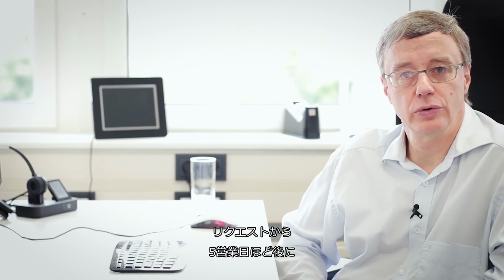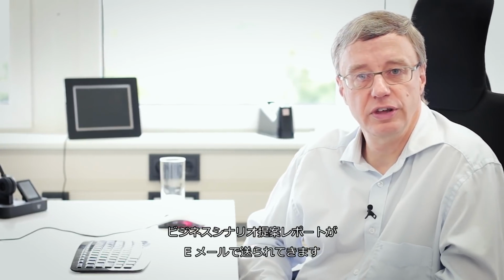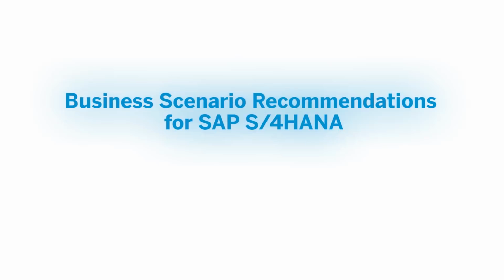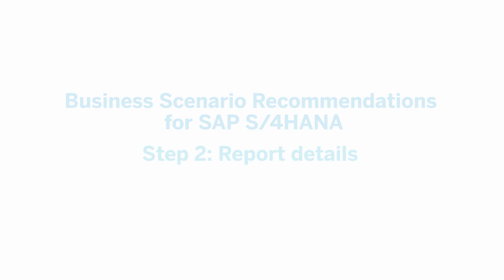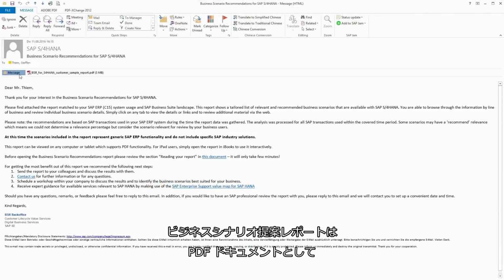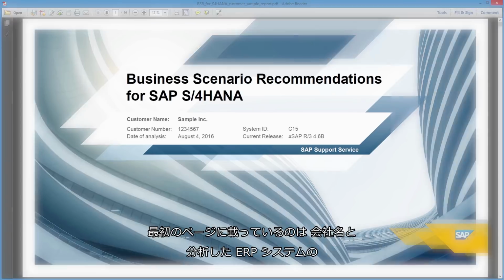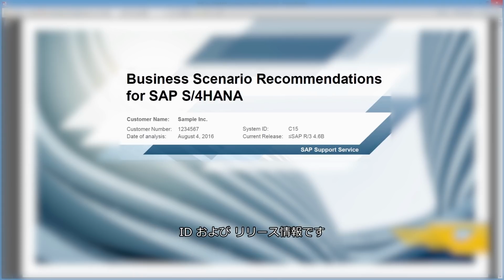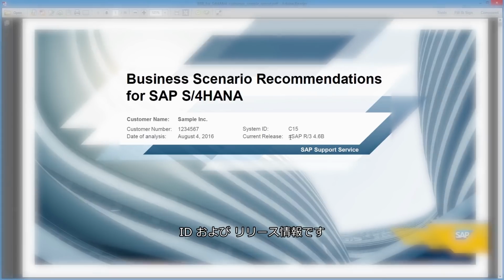About 5 business days after you requested the report, you will receive your business scenario recommendations report by email. Let me now explain how to read the results report and show you how to navigate in this interactive document. You received your business scenario recommendations report as PDF document attached to an email. The cover page contains the customer name and information on the analyzed ERP system, system ID and the current release.